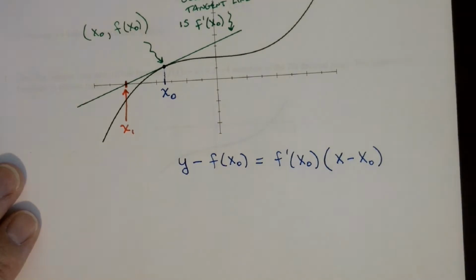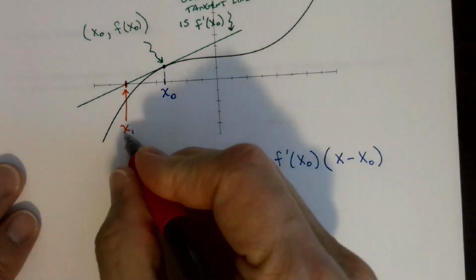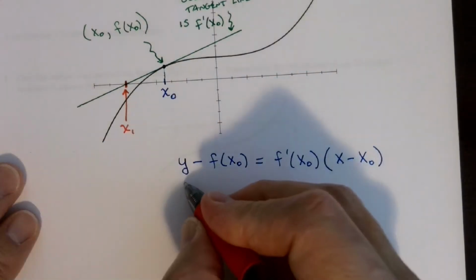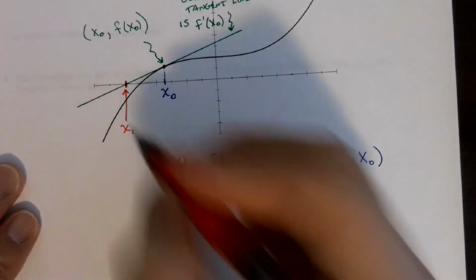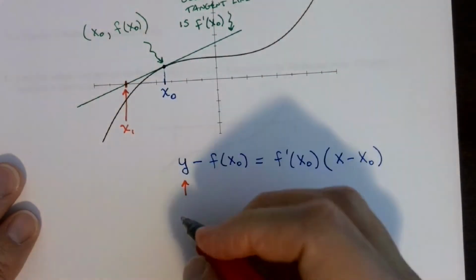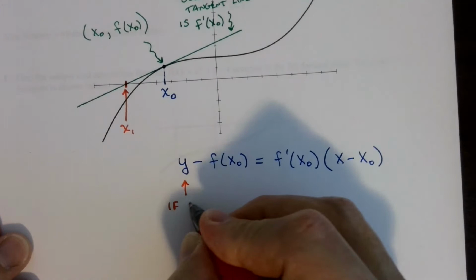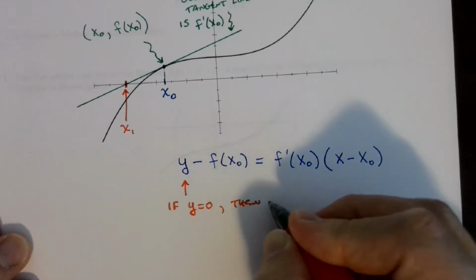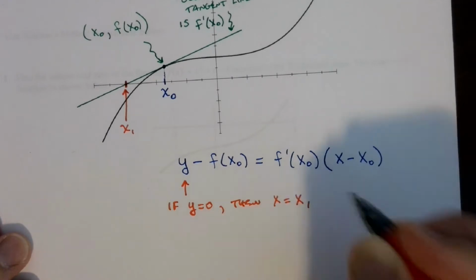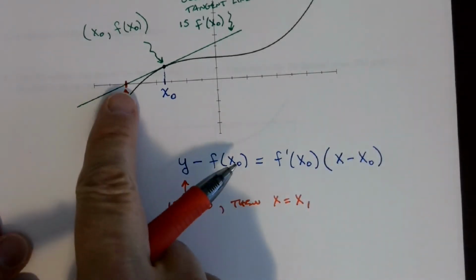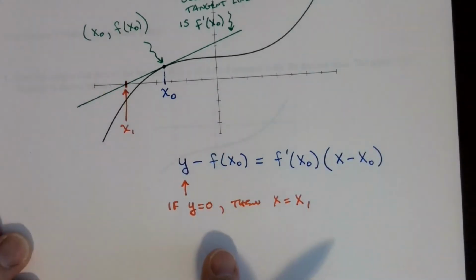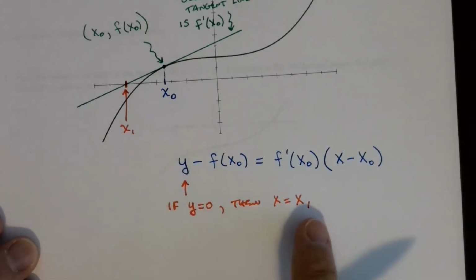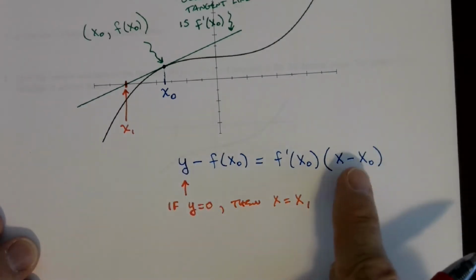But in particular, to find x sub 1, what do I need y to be? What's the y coordinate? The y coordinate is 0. So if y is equal to 0, then the value of x in this equation must be x sub 1, right? Because that's the coordinates of that point. It's x sub 1 comma 0. So if y is 0 in this equation, x over here has to be x sub 1.